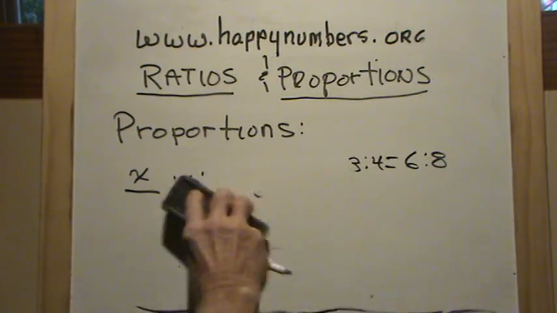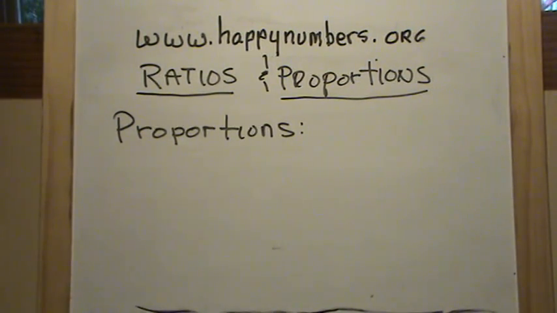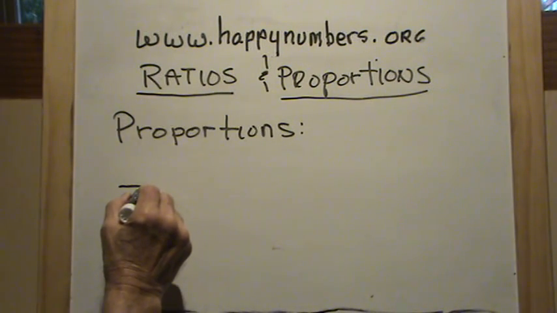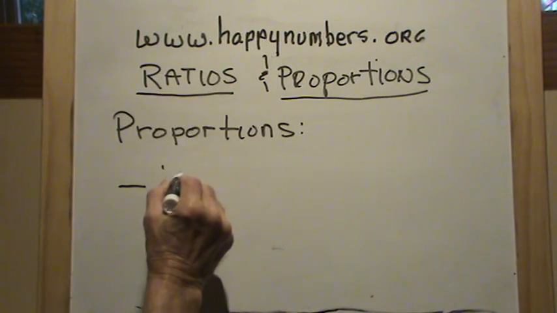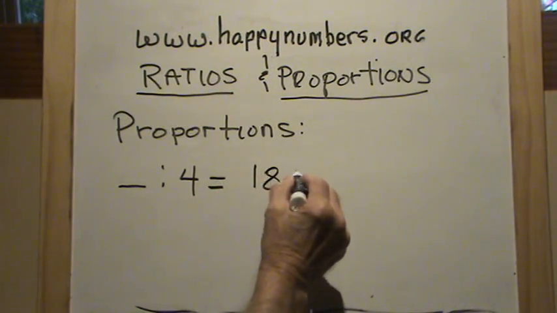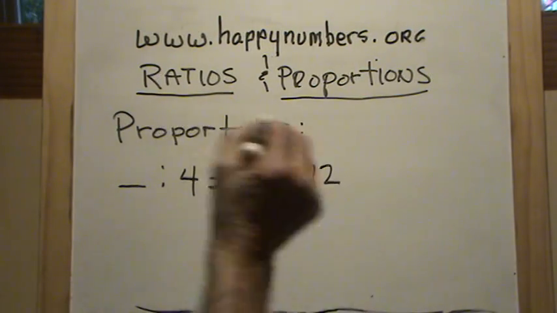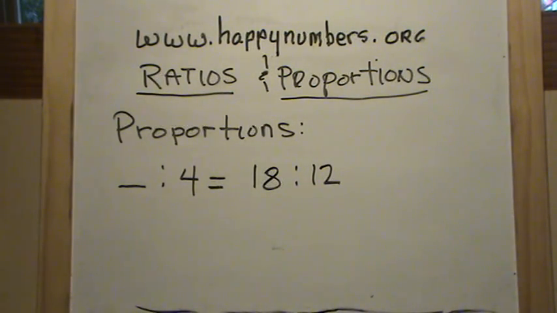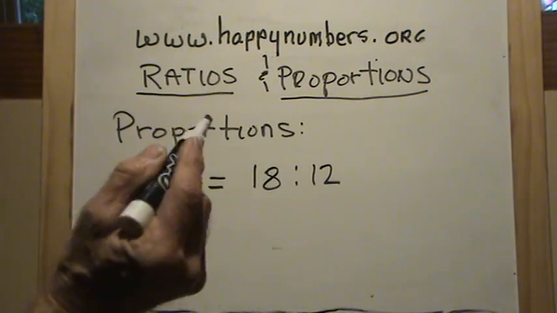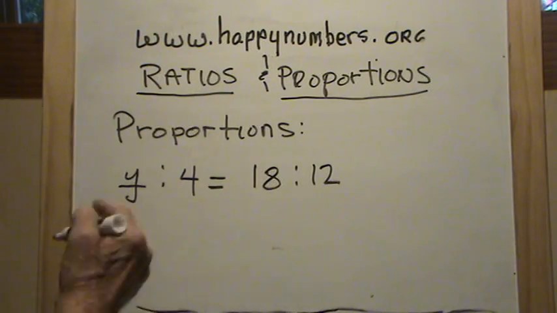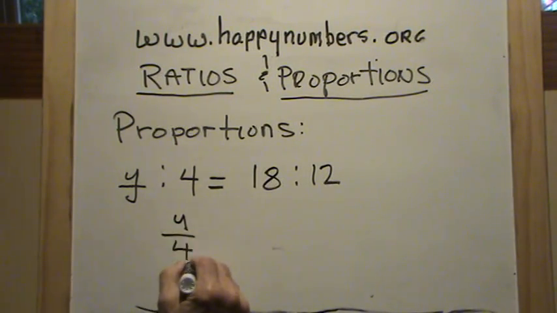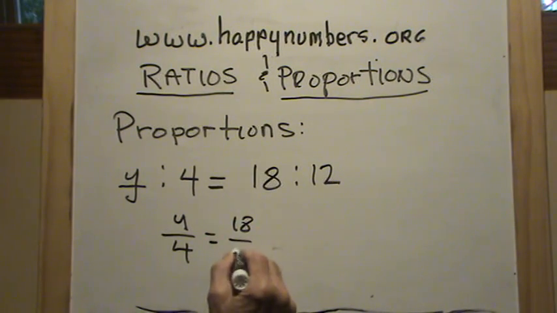Let's take a look at another problem here. Let's try this one. Blank is to 4 as 18 is to 12. Well, let's put a variable here. Let's say y. We can use any letter to represent that unknown. Okay, y is to 4 as 18 is to 12.